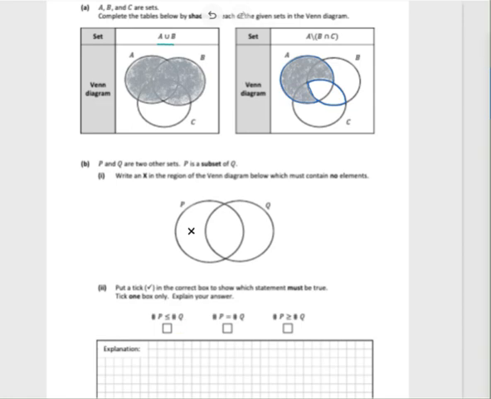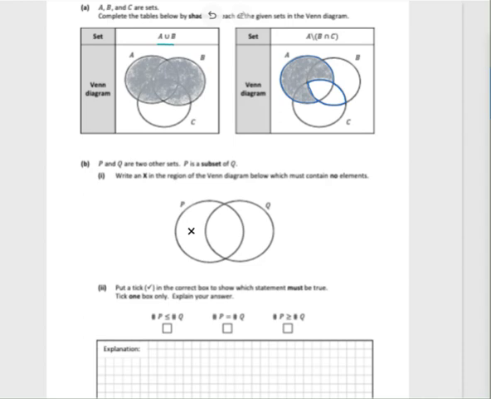Okay, that's a choice. The number of elements in P is equal to the number of elements in Q. Maybe that's possible. And then would it be possible that the number of elements in P is greater or equal to the number of elements in Q? So let's remember that all the elements of P are in Q here.